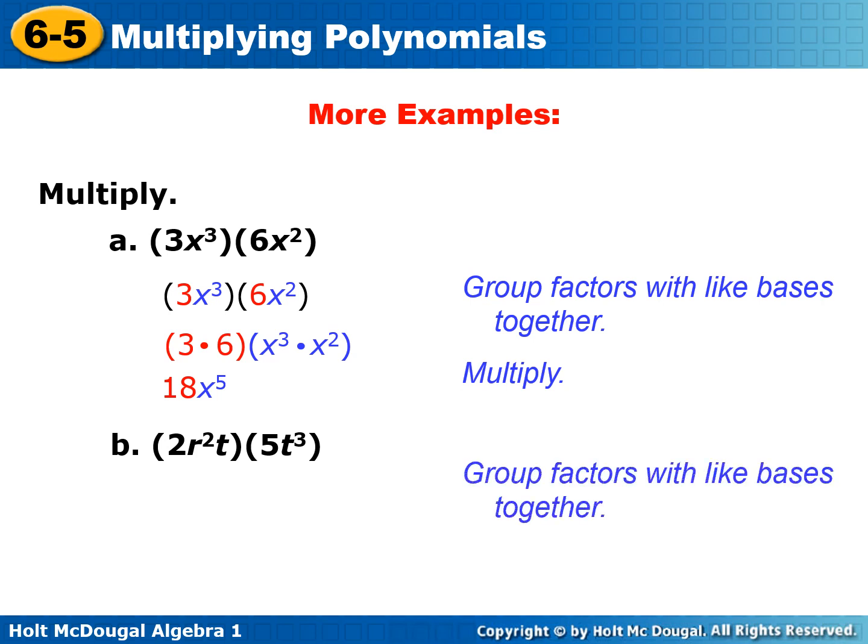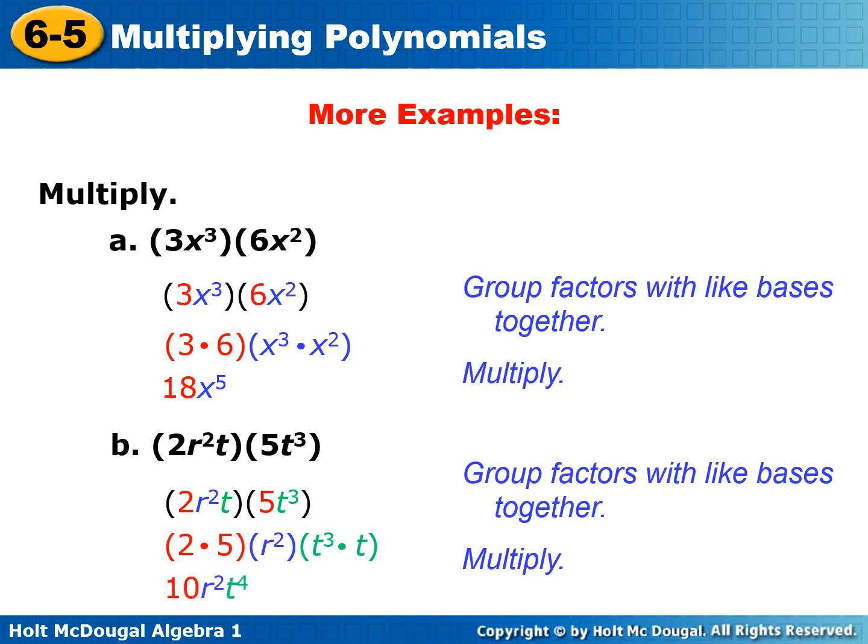And for B naman, we have here, again, write the coefficients together. We have the first coefficient 2, second coefficient 5. So 2 times 5, that is 10. And get the r squared from the first monomial. And since there is no variable r on the second monomial, then it goes alone. Okay, there's nothing for you to multiply it with. So it's just r squared.